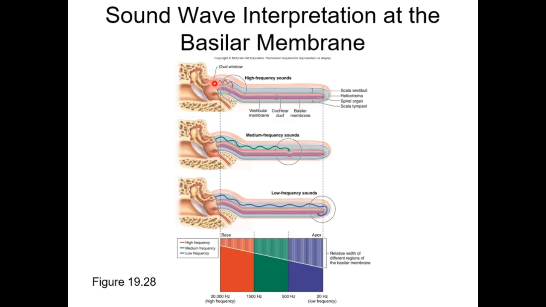Here's what this sounds like. Higher pitches are going to be very proximal to the oval window, and as pitch gets lower, we get further away from the oval window. So it goes like that, which I will not repeat.